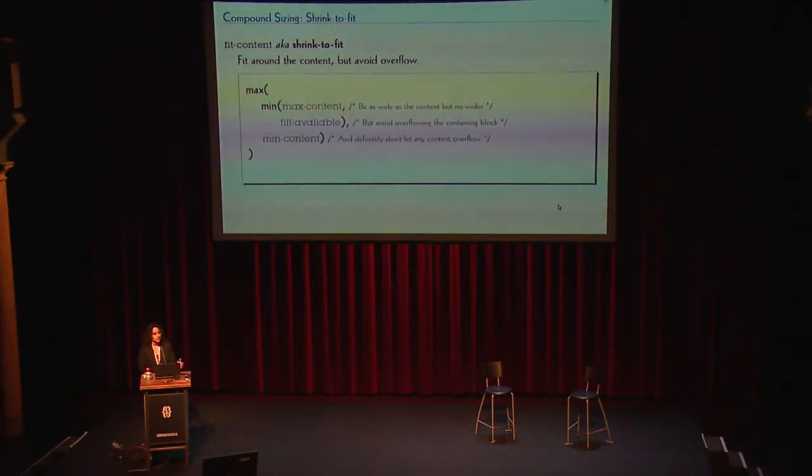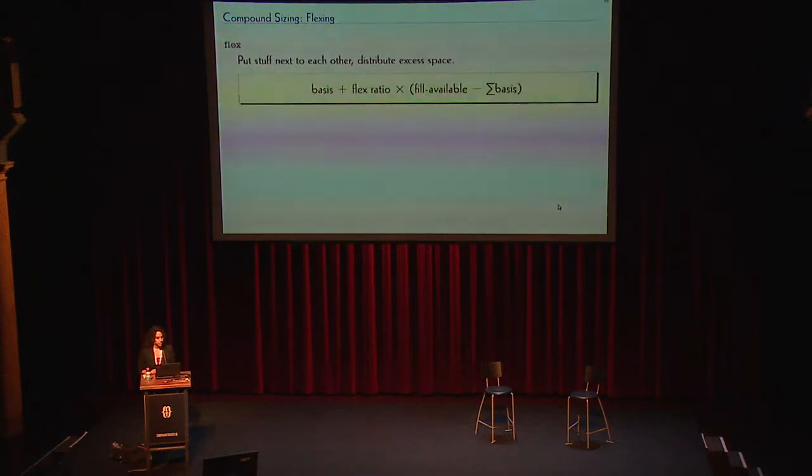So shrink to fit sizing is actually a min-max formula like this. It says, be as wide as the content, but don't be wider than the content. But try to avoid overflowing the containing block. So take the smallest of whichever those two are. But definitely don't let any content overflow the box. So be at least as big as the min content size. And that's the shrink to fit formula.